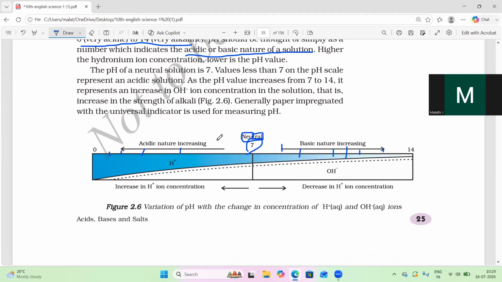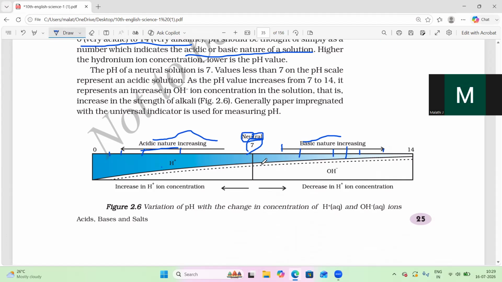If the pH value is less than 7, that is 0 to 7, then it is acidic in nature. More acidic means the H plus ion concentration increases. If the pH value is above 7, that is 7 to 14, then it is a basic solution. Here you may get 3 questions: what is the pH value for a neutral solution, the pH value for an acidic solution, and the pH value of a basic solution.